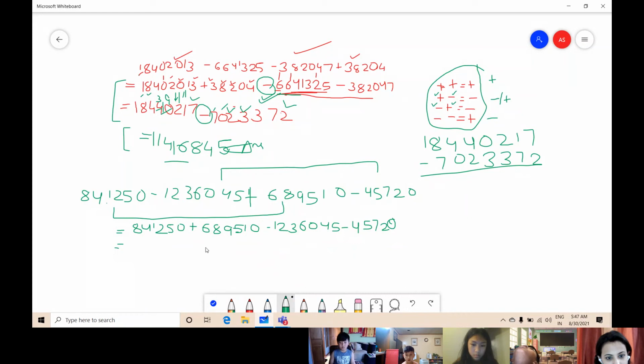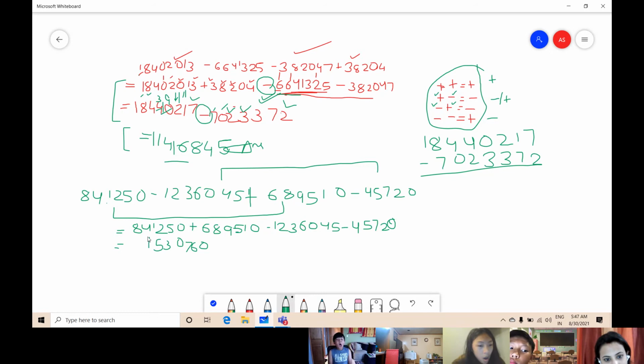So 0 plus 0 will be 0. Now 5 plus 1 will be 6. See the tens place, this is 5, here 1. 5 plus 1 is 6. Now 2 plus 5 is 7. Then it will come 0. Then it will come 3. Then it will come 5. And then it will come 1.